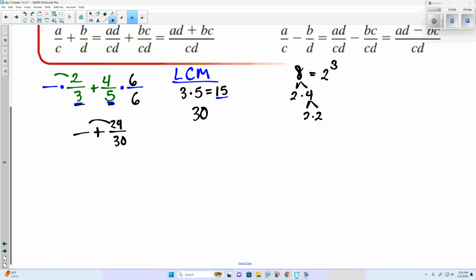Nothing's changed there. 3, I would multiply it by 10. 10 times 2 is 20. 10 times 3 is 30. So it's still 2/3. Denominators are both 30, so we can add them. 20 plus 24 is 44. Is there a common factor between these two now? Because 2 for sure, yes? If we divide both of them by 2, 44 becomes 22, 30 becomes 15.